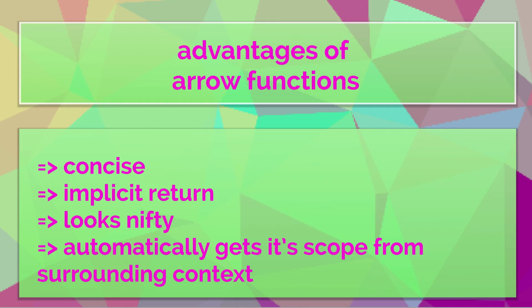And so the advantages of arrow functions is they're short. We can use that implicit return to make them even shorter, and they look nifty. But perhaps more importantly is this question of scope, which we're going to look at now, and that's a big deal, for instance, in React, when working with classes.